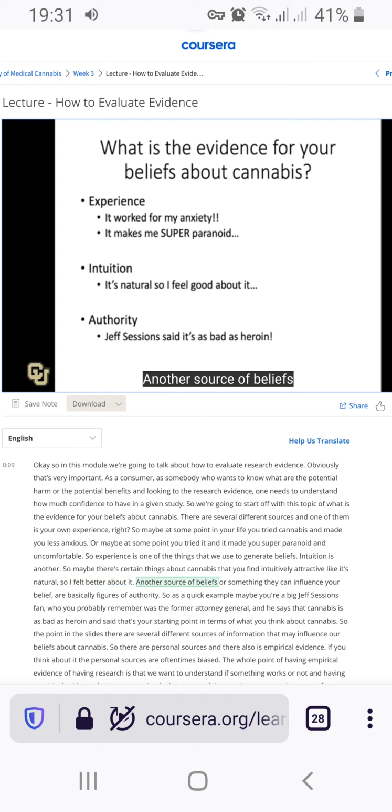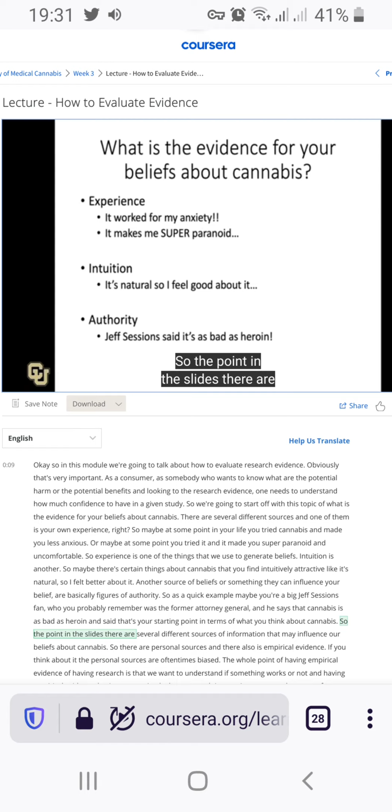Another source of beliefs or something that can influence your belief are basically figures of authority. So as a quick example, maybe you're a big Jeff Sessions fan, who you probably remember was the former Attorney General, and he says that cannabis is as bad as heroin, and so that's your starting point in terms of what you think about cannabis.